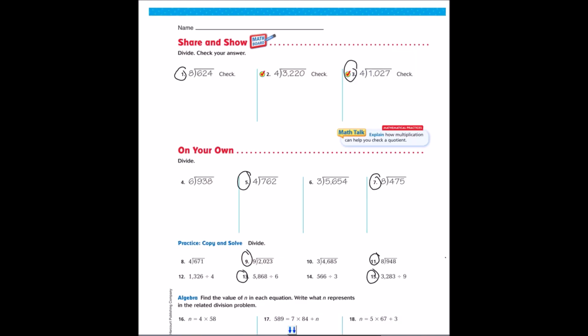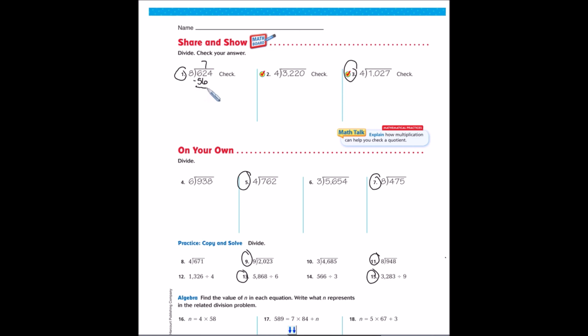So I'll do number 1. I'm going to start by saying, does 8 go into 6? No, it does not. So I'm going to go from my hundreds place over to my tens. Does 8 go into 62? Okay, yes it does. And I think to myself, okay, I know that 8 times 8 is 64. But that's not really going to help me because that's too much. So instead of 8 times 8, I'm going to try 8 times 7. 8 times 7 is 56, so that'll work.